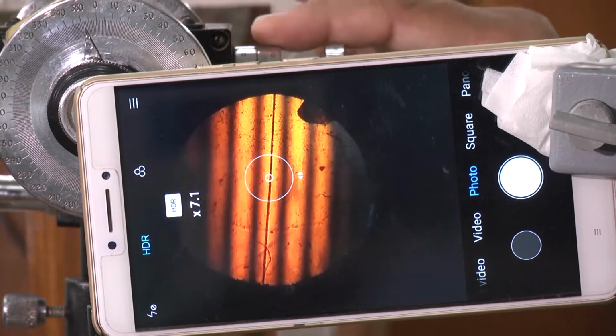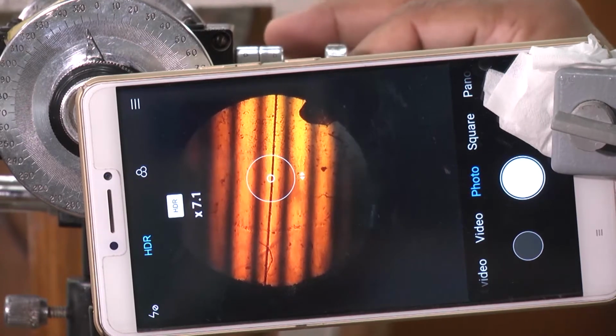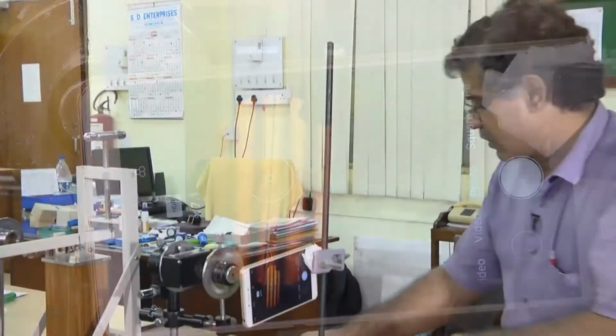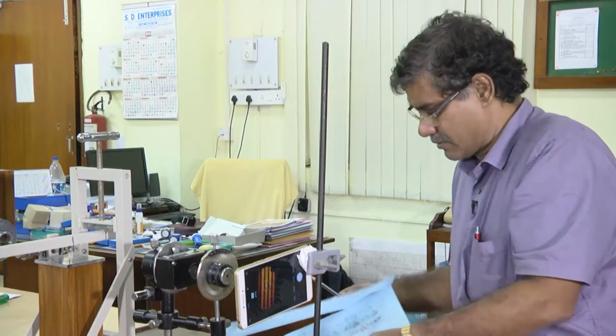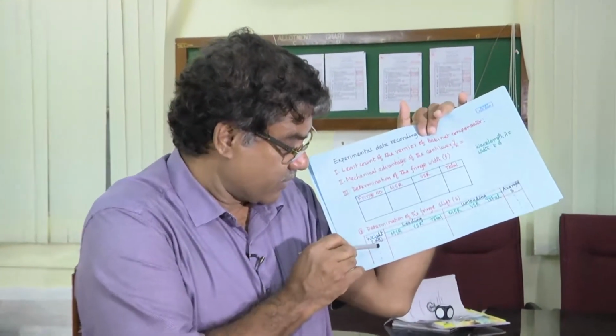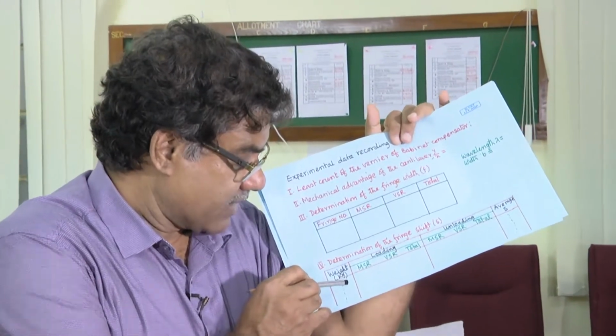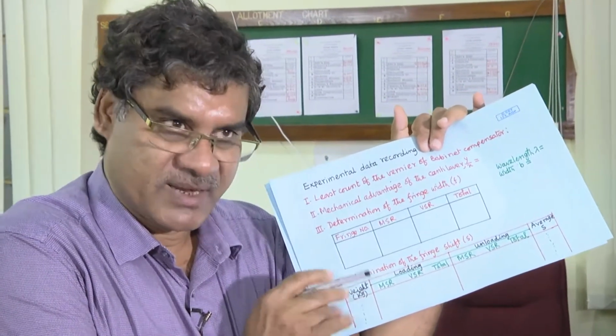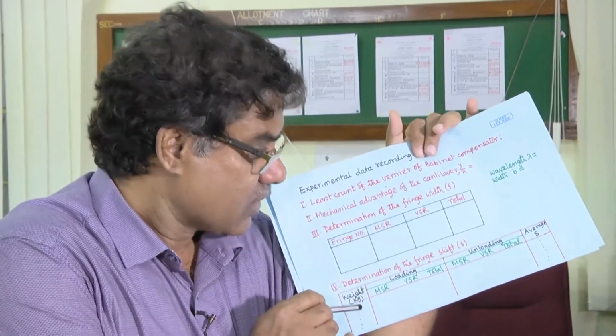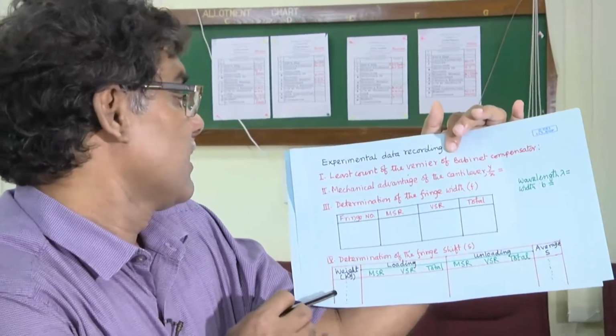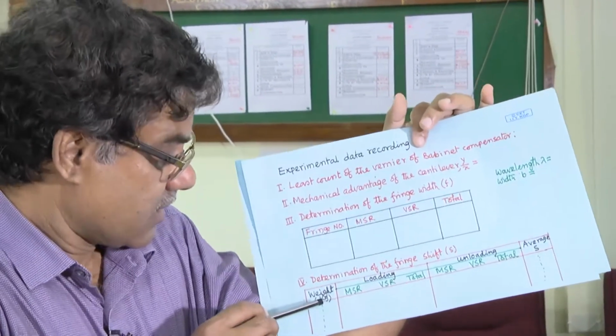So, there will be a change of the reading. We have to basically note down those. We will put weight for that. For 0 weight, it means when unloaded.